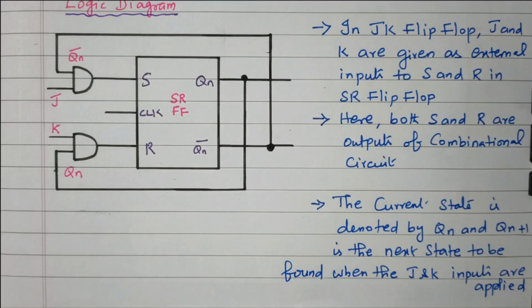Then that S and R is given to the SR flip-flop using AND gate, so that this SR flip-flop is converted into JK flip-flop. SR input is the internal input, but is given through the JK input as an external input by the logic gates, AND gate.